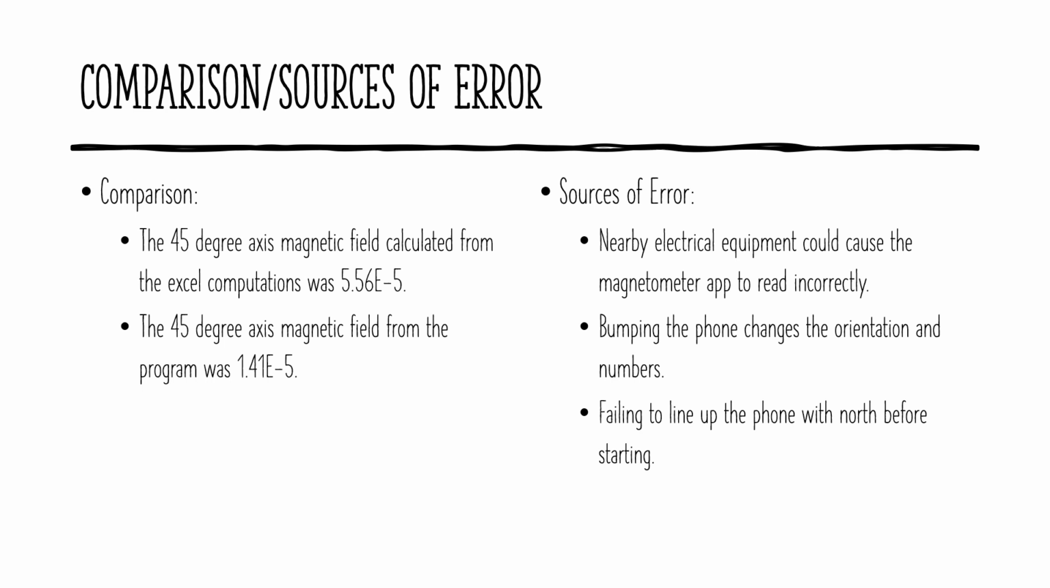Some sources of error: some nearby electrical equipment could cause the magnetometer app to read incorrectly, bumping the phone possibly changes the orientation of numbers, and failing to line up the phone with north before starting could also cause problems in your computations.